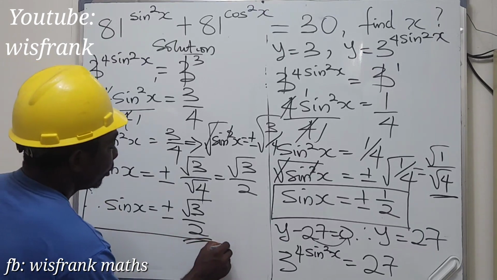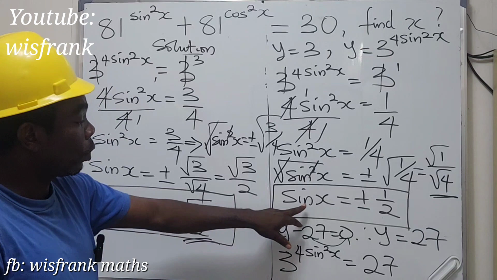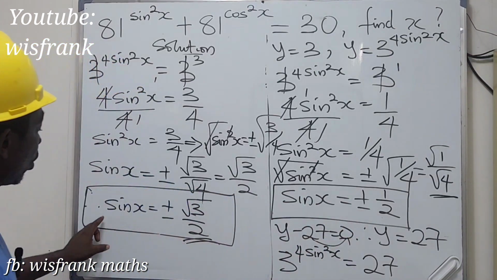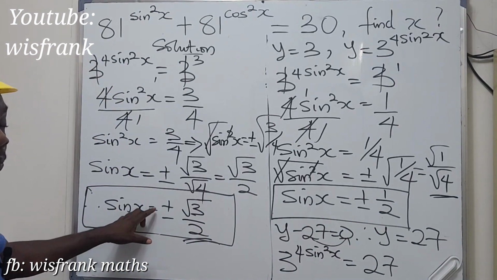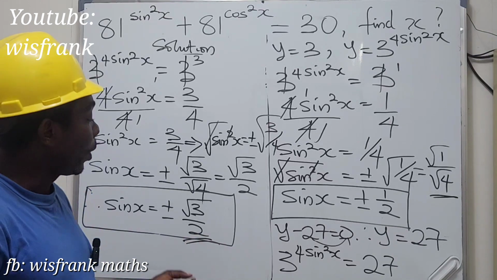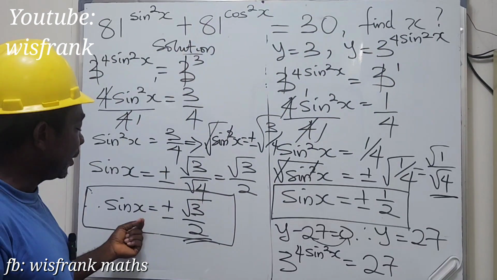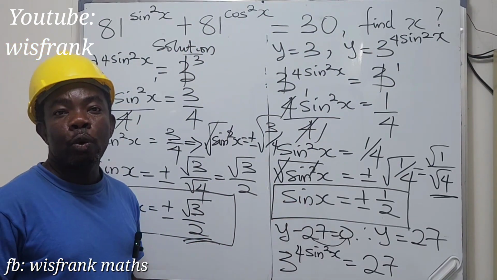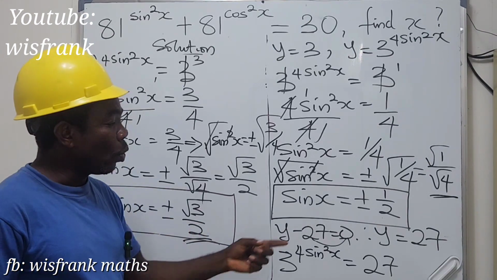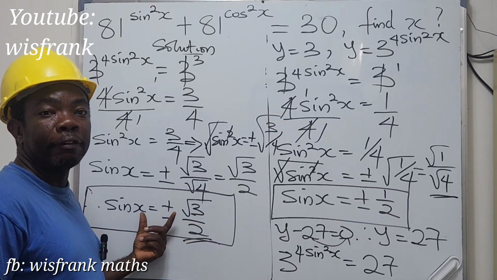So this is the second solution of that equation. We have the first one as sine x equals plus or minus 1 all over 2, and the second one as sine x equals plus or minus root 3 all over 2. In this case, we are looking for the value of x from this equation. So we are going to look at the value of this sine x in a quadrant, so that we'll be able to find the value of x.